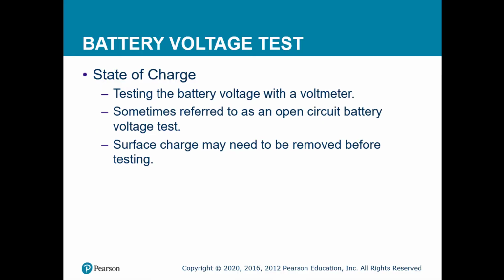Now, as far as state of charge goes, we've discussed earlier in the semester how you can test this with a voltmeter. Very, very easy to do, often referred to as an open circuit voltage test. If you have a surface charge, it may need to be removed before you do the test. So anything over 12.6 volts typically could indicate a surface charge. So that means that the vehicle is maybe running prior to you testing it. So turn on the headlights for 10 to 15 seconds and burn it off before you do your test.